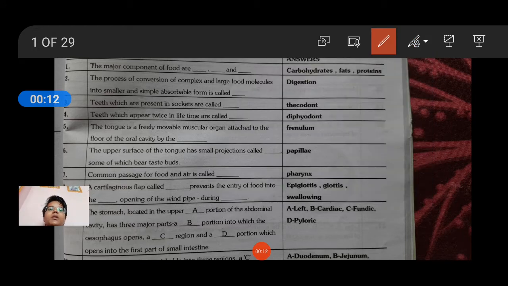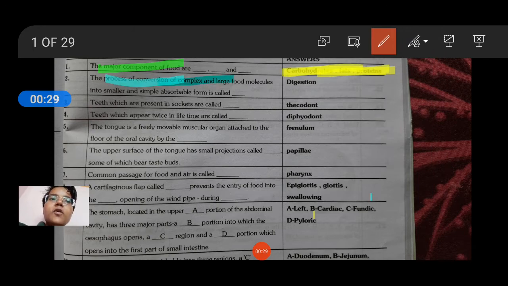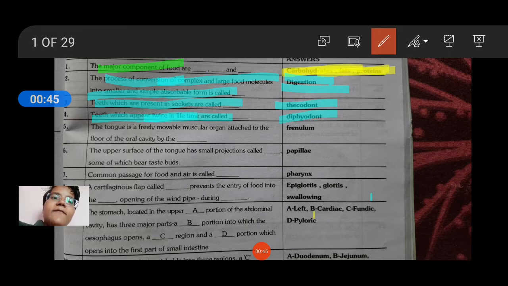The first one: the major components of food are carbohydrates, proteins and fats. Can you see? Is it visible? The process of conversion of complex and large food molecules into small and simple absorbable form is called digestion. Teeth which are present in sockets are called thecodont. Teeth which appear twice in life are called diphyodont.